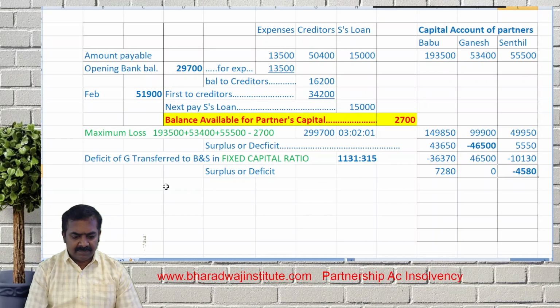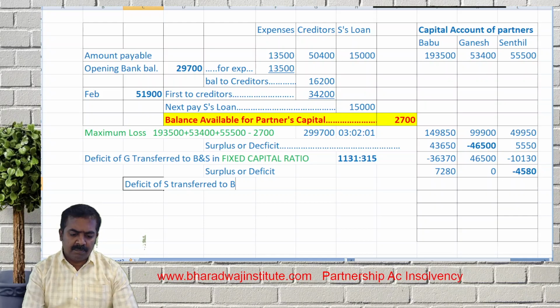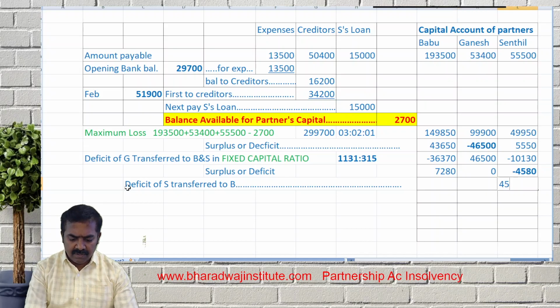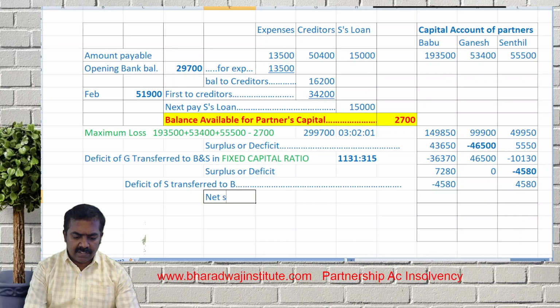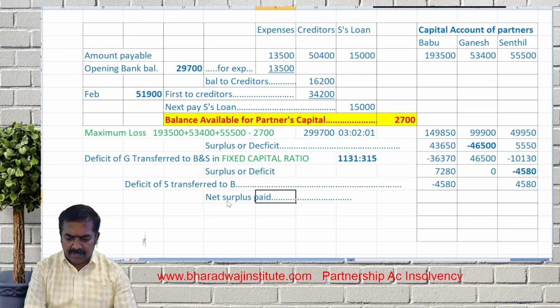Now again what happens? Deficit of S transferred to whom? Who is left out? B. Finally we transfer to him. The 4580 will be transferred to this person. After bearing all losses, the net surplus is paid. If you look at the net surplus paid, that 2700 will be there.